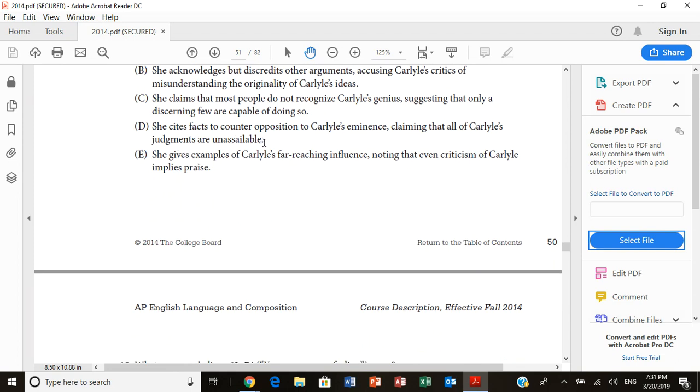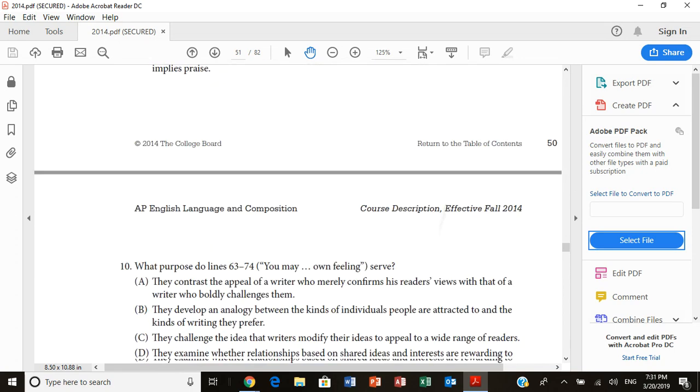She cites facts. No, she doesn't. To counter opposition to Carlyle's eminence. Eminence means importance. Claiming that all of Carlyle's judgments are unassailable. No, she doesn't claim that all of Carlyle's ideas are unable to be criticized, unable to be assaulted. She thinks some of them can be. So let's hope it's E, because that's our last one. She gives examples of Carlyle's far-reaching influence, noting that even criticism of Carlyle implies praise. Clearly the best answer. All right. Onward. Two more and then we're done.